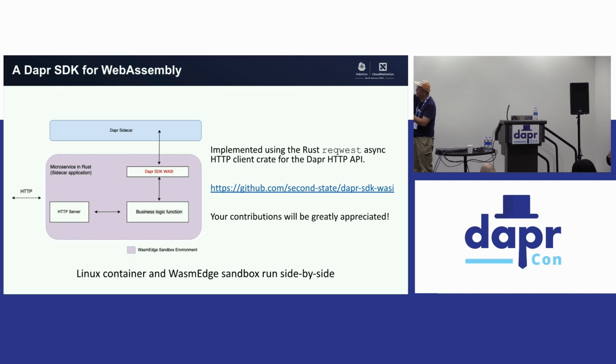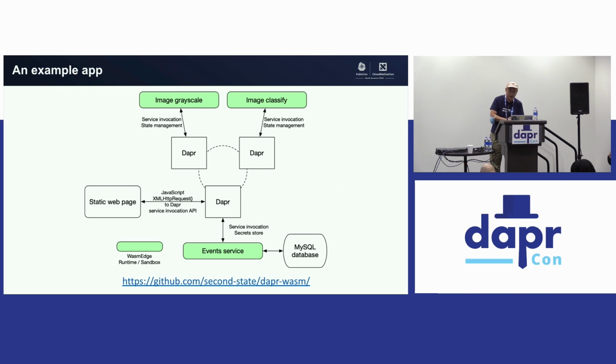I need to redraw this, but the business logic function talks to the Dapr sidecar through what we call the Dapr SDK WASI. It's a WebAssembly version of the Dapr SDK implemented using Rust. So here is a demo application, and here's a GitHub URL.